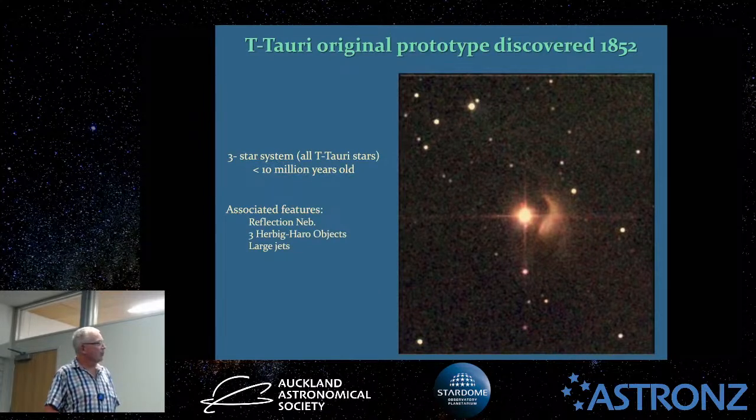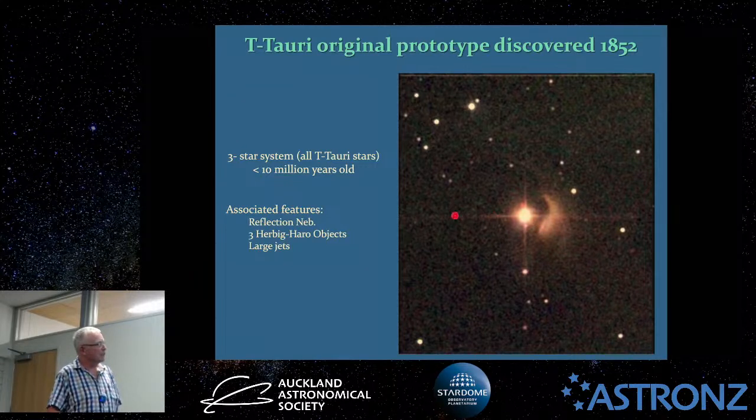Okay, so let's have a look at some. That was the first prototype in the constellation Taurus. It's a 3-star system. They're all T-Tauri stars, less than 10 million years old. And here's a reflection nebula here. It's not so obvious, but that's a reflection nebula.